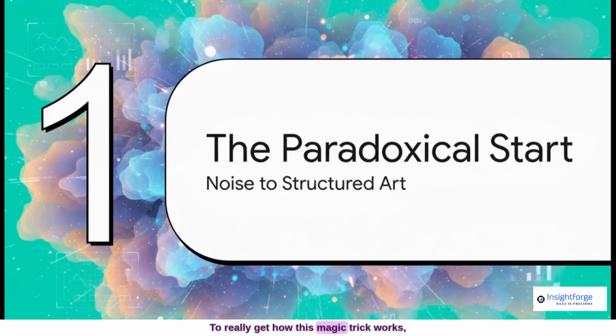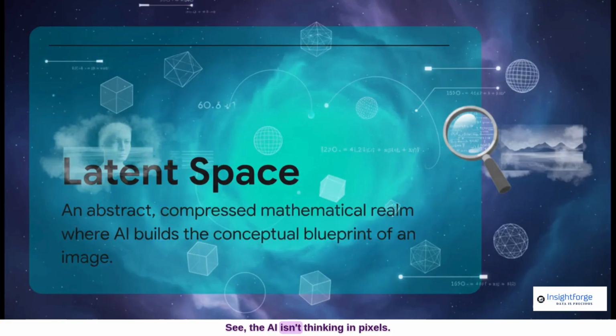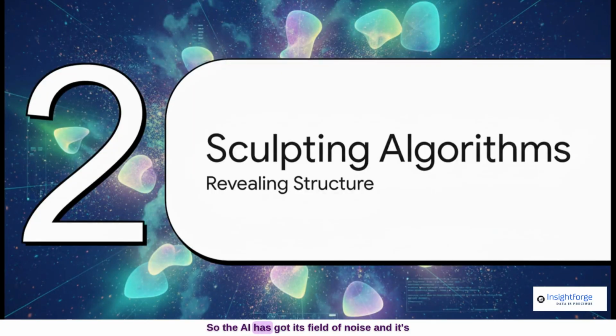To really get how this magic trick works, first, you gotta understand where it's all happening. And spoiler alert, it's not on some digital canvas like a painter would use. See, the AI isn't thinking in pixels. No, it's operating in this super compressed, abstract world called the latent space. The best way to think of it is like a mathematical blueprint. It's a world of pure concepts and relationships, not color and light. So, the AI's got its field of noise, and it's inside this conceptual space. What's next? How does it start to wrangle that chaos into something that makes sense?